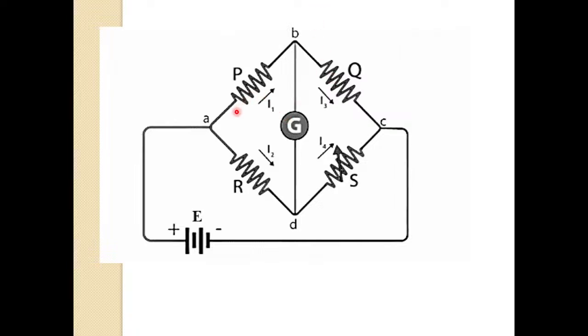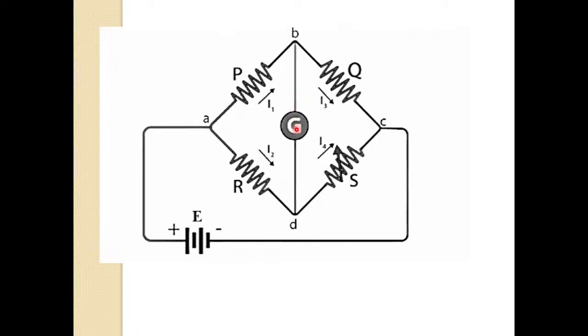In this bridge, the four resistors are known as four arms. So this Wheatstone bridge consists of four arms. These two arms have a known resistance. This arm has a variable resistance. This arm has unknown resistance. And this bridge also has a meter which is known as galvanometer. You can see the G symbol here. That is the galvanometer.